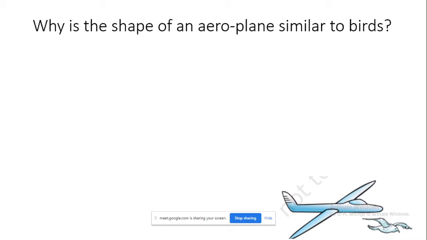Okay, I am not getting any answers. Sirishma, what do you think? Why is the shape of an aeroplane and that of a bird kind of similar? It is to fly. I got two answers: fly and air pressure.